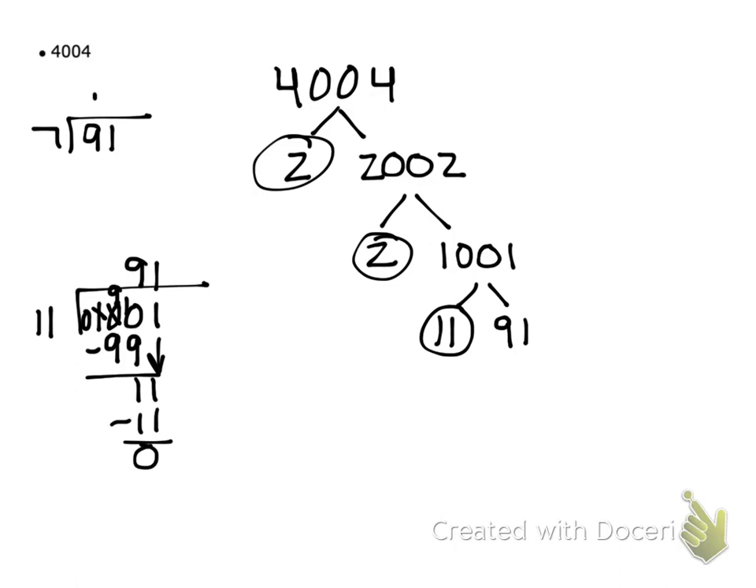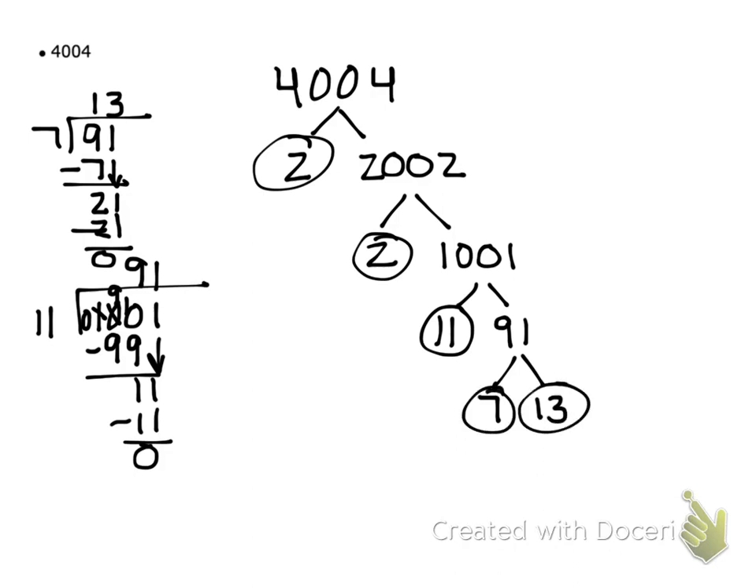7 goes into 9 once. Remainder of 2, when we bring down that 1, 7 does go into 21 3 times with a remainder of 0. So 7 times 13 is 91. And now those are both prime. So I would say just don't assume, make sure you check the 7. All right, so for our final answer here, we're going to do 2 squared times 7 times 11 times 13. Any questions on prime factorization?